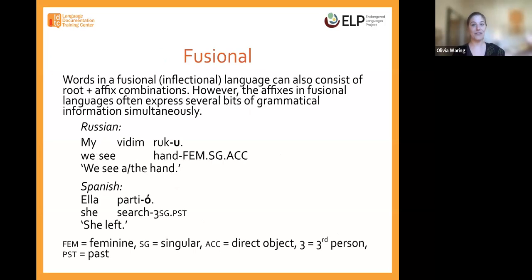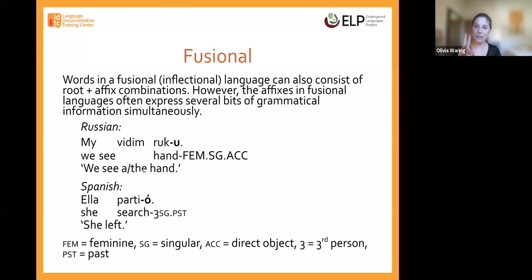So next are fusional languages. Also love affixes. The difference here is that affixes in fusional languages tend to express multiple pieces of grammatical information at the same time. So I'm going to go here to the Spanish example. She left, partió. So this should be leave, sorry. This is the word meaning to leave. And that O morpheme is conveying to us that it's a third person singular agent that's performing the action of leaving, and that it's happening in the past.